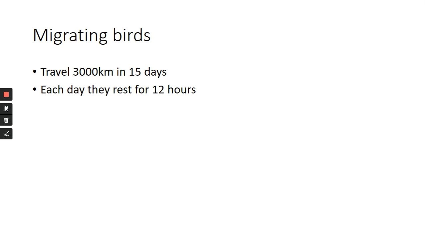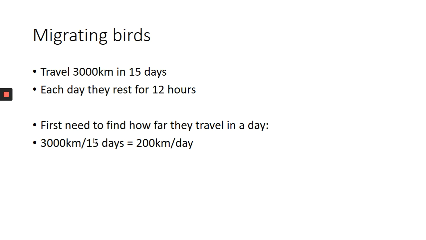It starts off with migrating birds. They travel 3,000 kilometers in 15 days. Each day they rest for 12 hours. First off, we need to show how far they travel in a day. To do that, we need to do 3,000 kilometers divided by 15 days. That's what this symbol here means; it basically just means divide. When we do 3,000 divided by 15, that gives us 200. So that 200 means that they are traveling 200 kilometers in a single day.